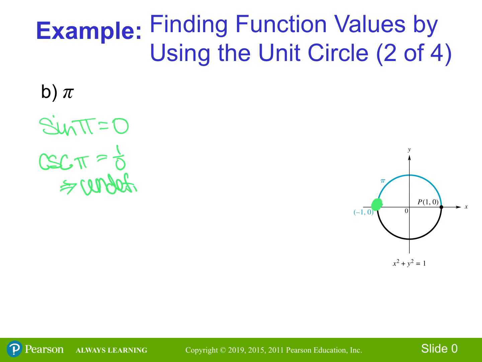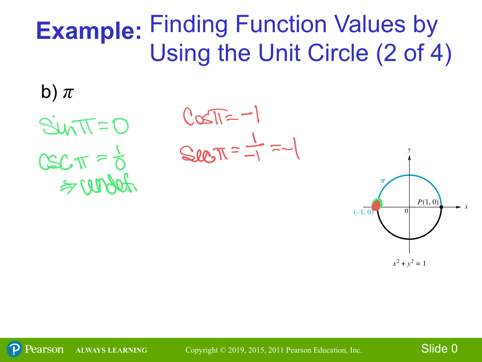If I go and look at my cosine of pi, at this coordinate point here, my cosine is really equal to -1. The reciprocal of cosine is secant of pi. So I really end up with 1 over -1, which is -1.